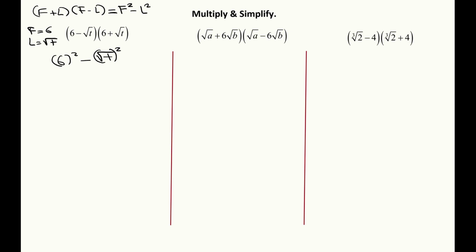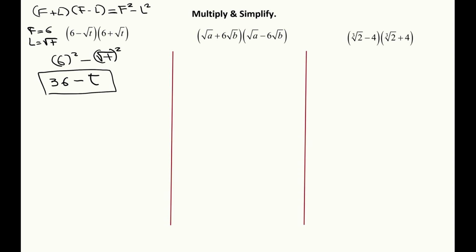All right, so we get 6 squared, which is 36, minus square root of t squared, which is t. And that's it. There's no more combining that's possible, so we'll leave it at that.